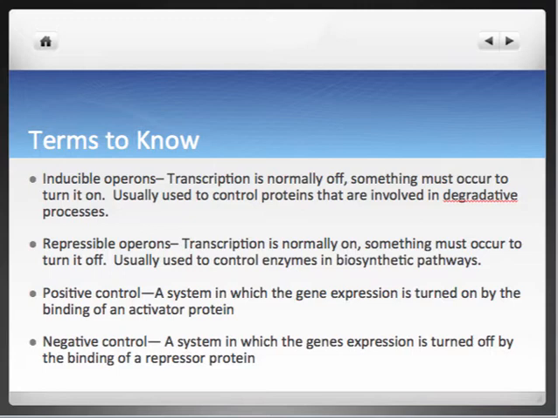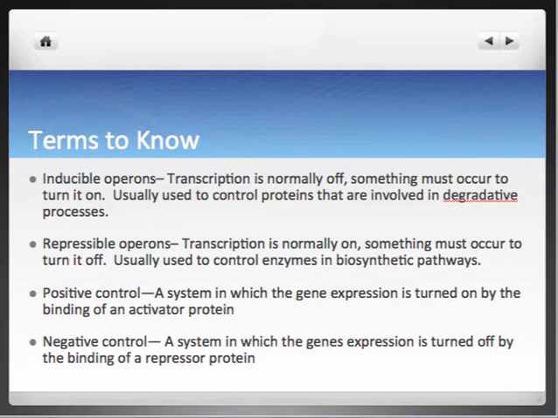Repressible operons, this is where transcription is normally on. However, something must occur for it to turn off. This is usually used to control enzymes in biosynthetic pathways. This makes sense because we're always using our biosynthetic pathways. These are types of pathways that help us survive pretty much, and so we need these enzymes to be active unless there's something going on that needs to have them turned off. And so it makes sense that transcription for these enzymes is always on.